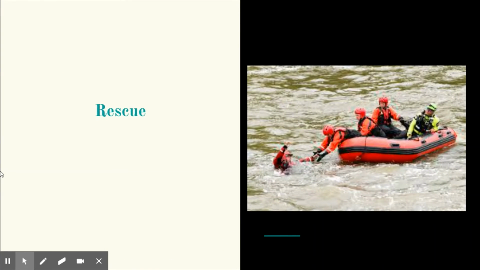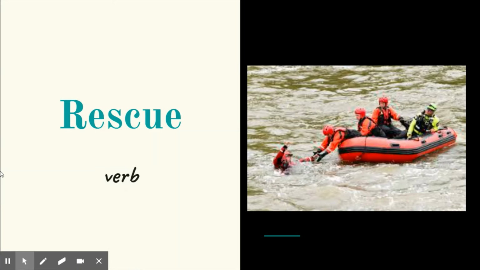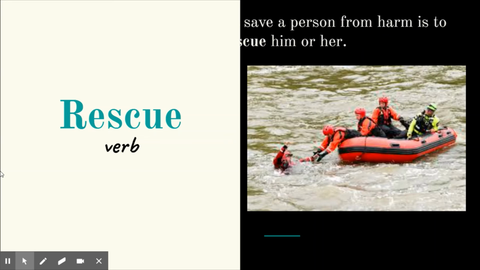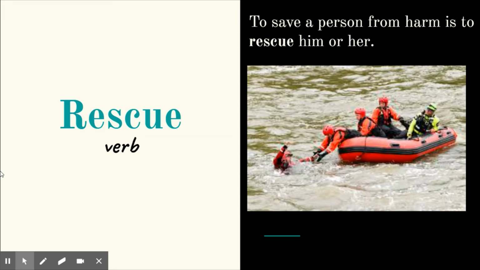Now we have the word rescue. Let's read this. Rescue. Okay, let's go ahead and pronounce it one more time. Rescue. And again, rescue is a verb because it's an action word, something that you do or somebody does for you, right? To save a person from harm is to rescue him or her. Let's go ahead and read it together. To save a person from harm is to rescue him or her.